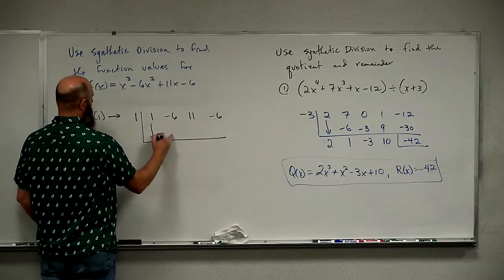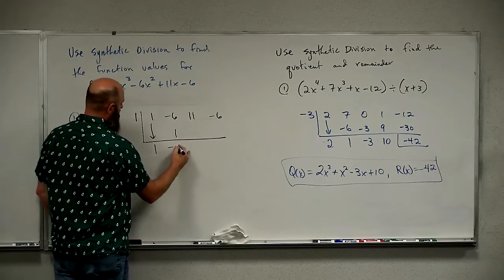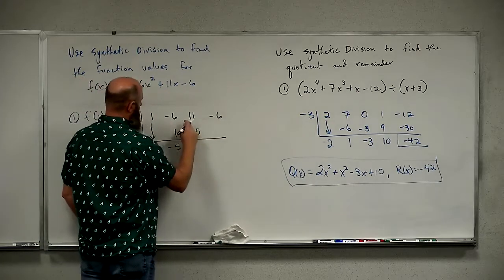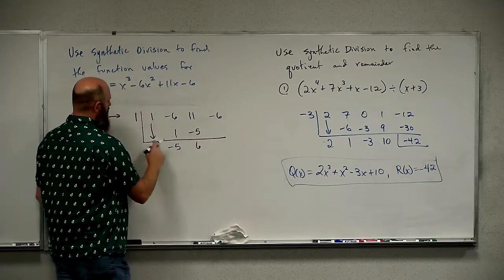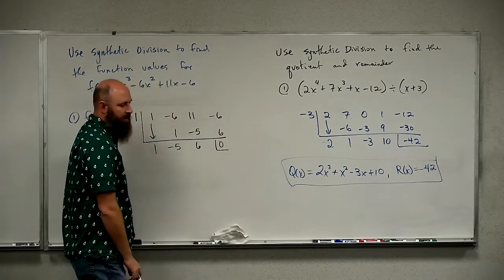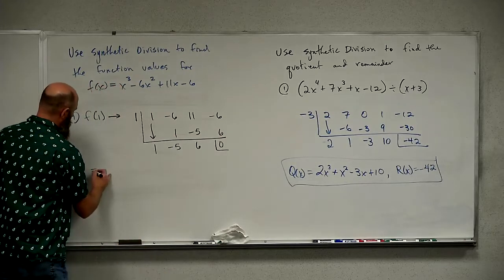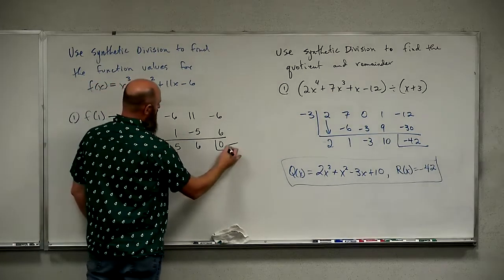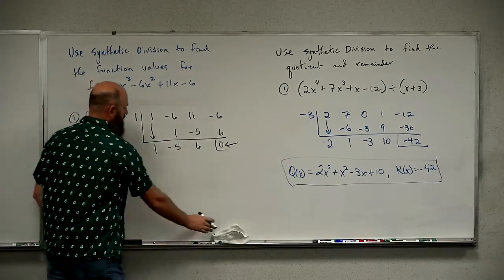Okay, so we do our synthetic division. We bring down our 1. 1 times 1 is 1. We add, we get -5. 1 times -5 is -5. We add here and we get 6. And so 1 times 6 is 6. If I've done all my math correctly there, I get 0. So what does that mean? That means that f of 1 equals 0. It's always going to be our remainder for that one.